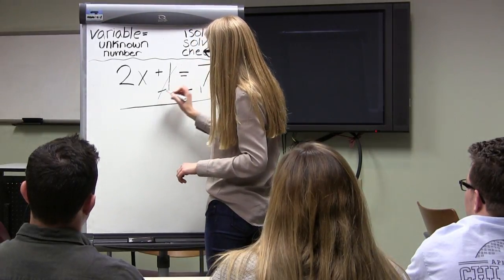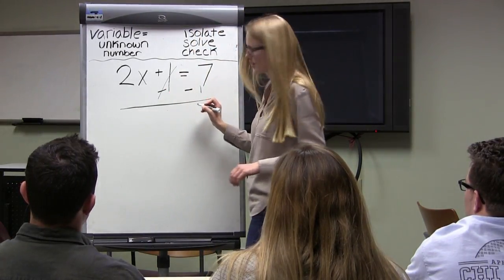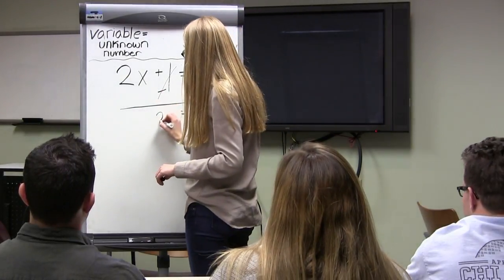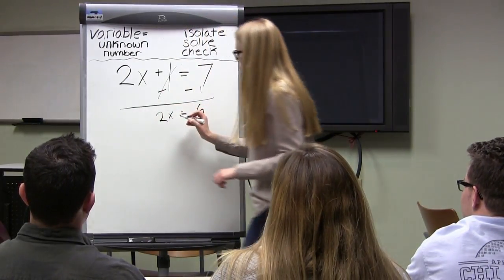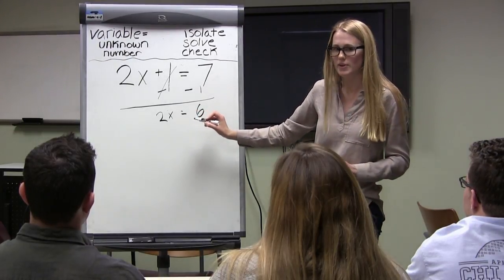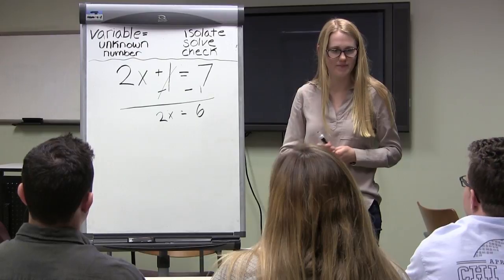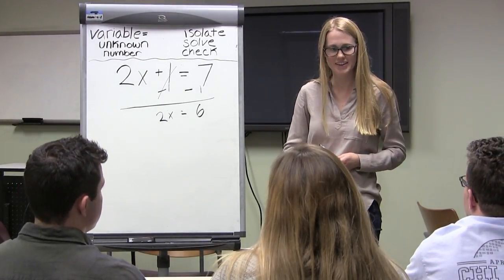So 1 minus 1 is 0. 7 minus 1? 6. Good job. And then you bring down the 2x. We have to further isolate that to get the x by itself. So how would we get the x by itself? Divide by 2.